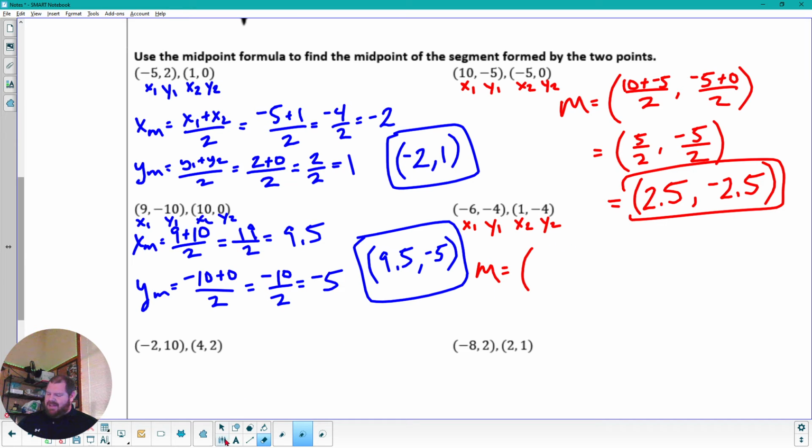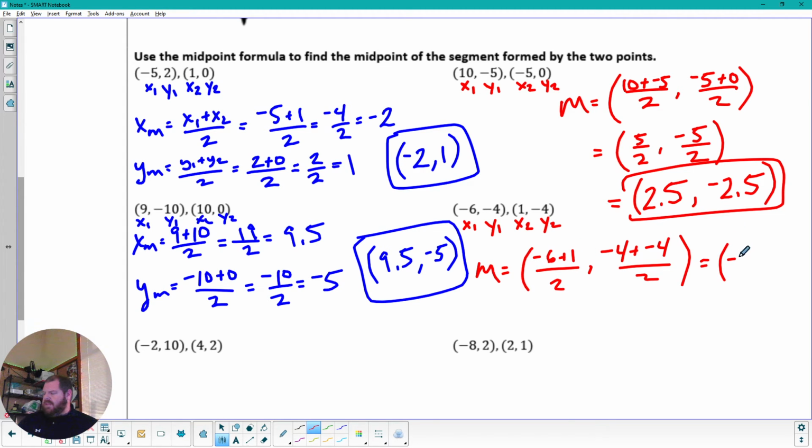So on this one, I'm going to add the x's. Got a lot of negatives here. Negative 6 plus 1. That looks like a familiar friend. And then negative 4 plus negative 4 for the y's. Negative 6 plus 1 is negative 5, and negative 5 divided by 2 is negative 2.5. Negative 4 plus negative 4 is negative 8. Negative 8 divided by 2 is negative 4. So we get that as our midpoint, and we're good there.